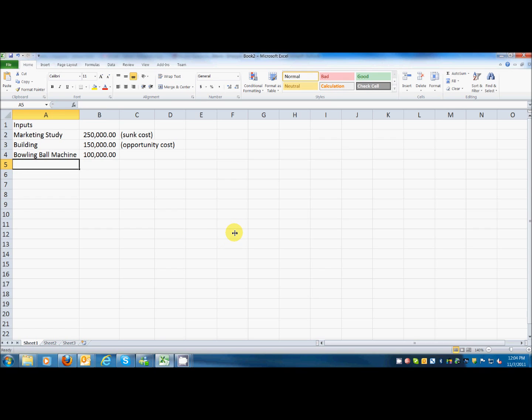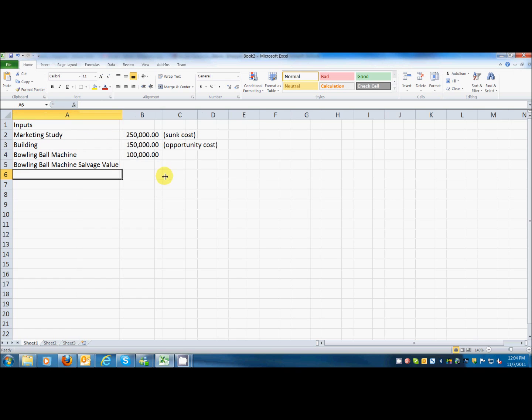Okay, and they give us an estimated market value at the end of 5 years of 30,000. So, bowling ball machine, and we can come back here and say salvage value, and they're telling us that's $30,000. Very good.